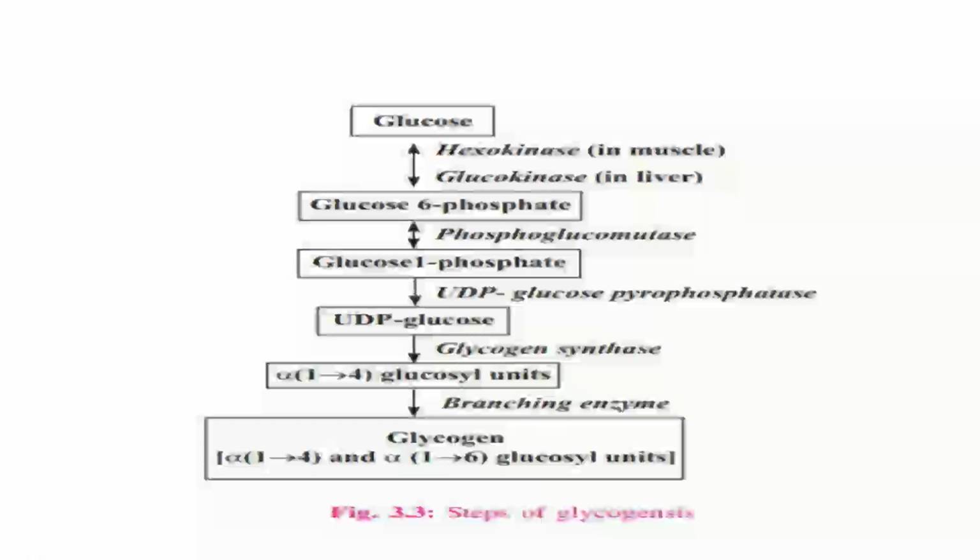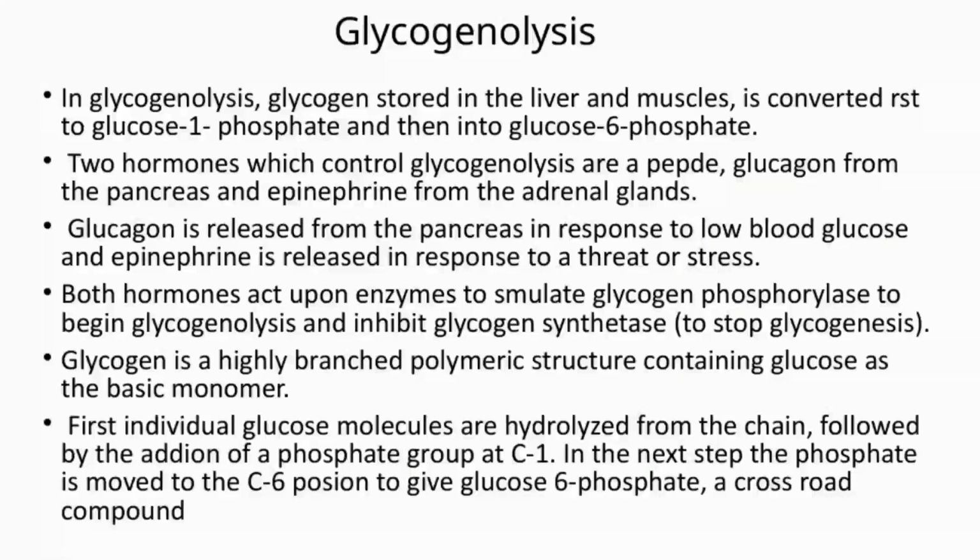In glycogenolysis, the process by which our body breaks down glycogen, the stored form of glucose, primarily in the liver and muscles, is quite fascinating. First, glycogen is converted into glucose 1-phosphate, and then this molecule is transformed into glucose 6-phosphate. This step is crucial because glucose 6-phosphate can then enter various metabolic pathways to meet the body's energy needs.